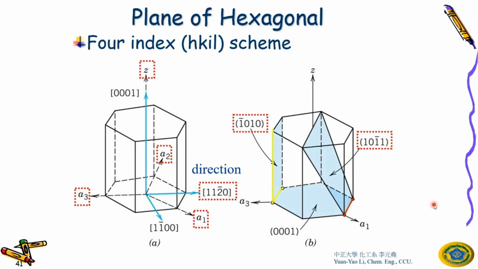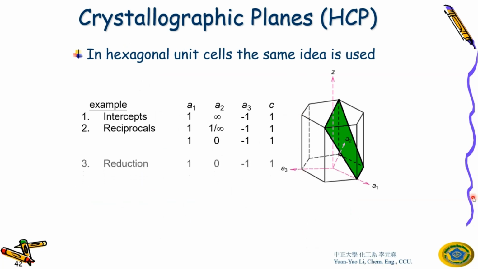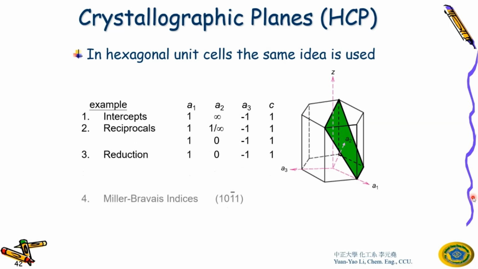Okay? Right, so this is 0, 0, 0, 1. This is the plane. Okay? So this is the one I just showed you. So please remember this. Do the practice.